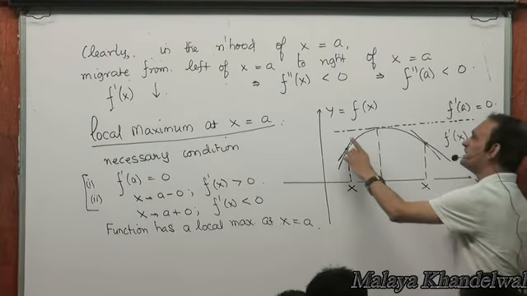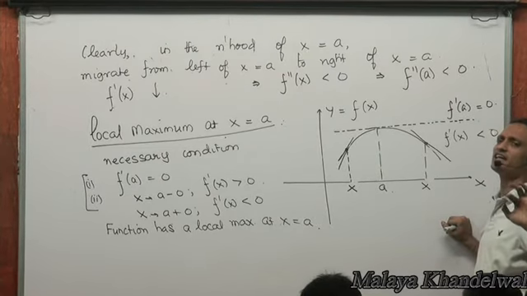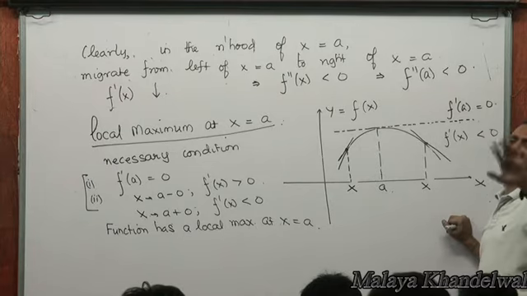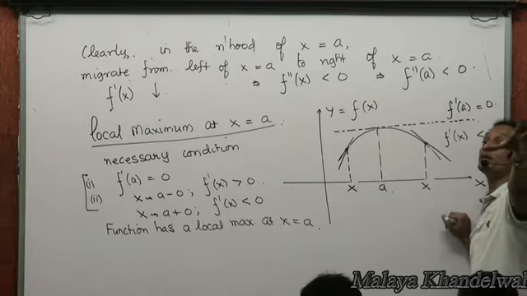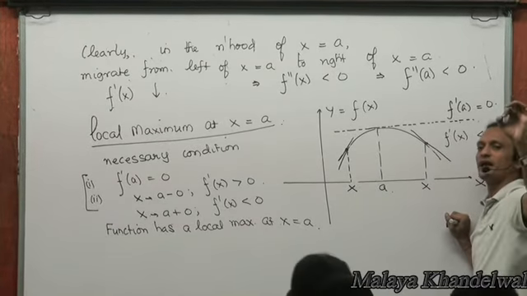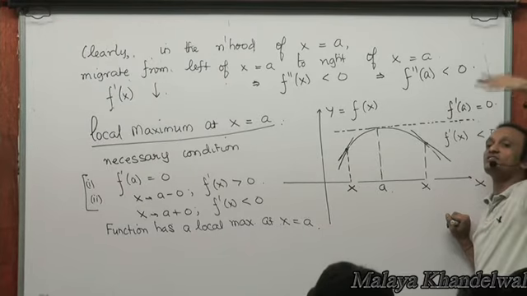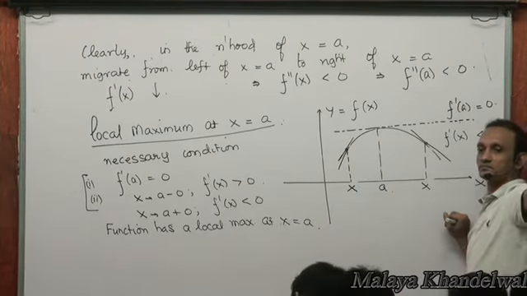f double dash x less than 0 means f dash x decreases. That's all. f dash x decreases means its derivative must be negative. Nothing can be said about the value of the function at all. All that it means is that the slope of the tangent decreases. If f double dash x less than 0, f dash x is a decreasing function of x, the slope of the tangent is decreasing. Nothing else can be said about that.